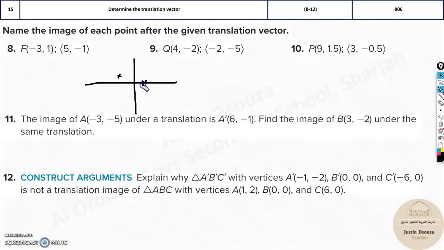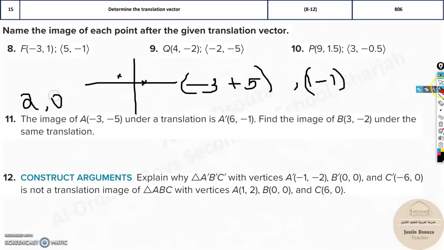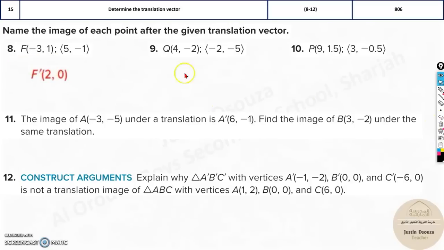It'll be over here. It's very, very simple. All you need to do is, the first term is minus 3, add 5, and for the second term subtract 1. The translation vector is just added to the x and y coordinates respectively. So the answer over here would be 2 comma 0. That is the answer. That's it. That would be the translated point. Now same thing over here. Subtract 2 from 4. This first with first, x with x, y with y.